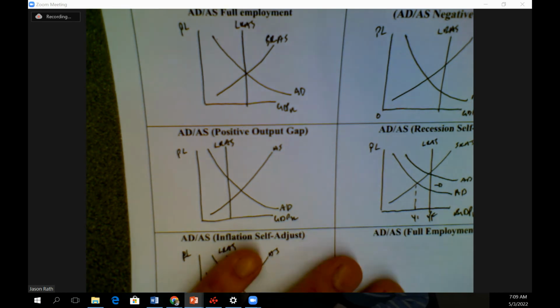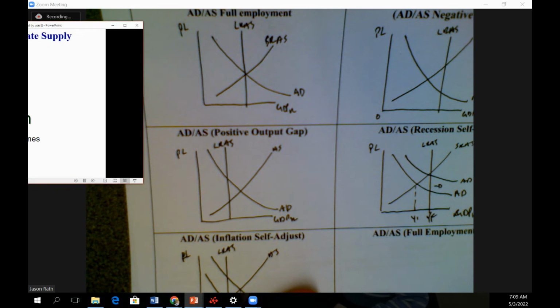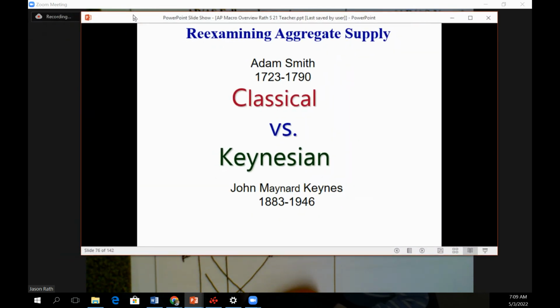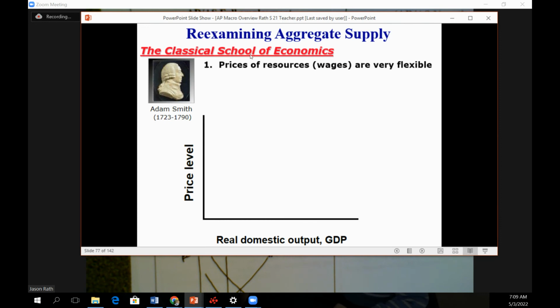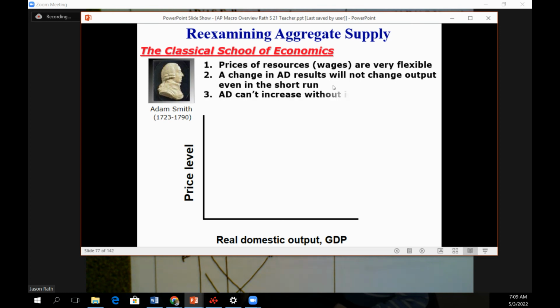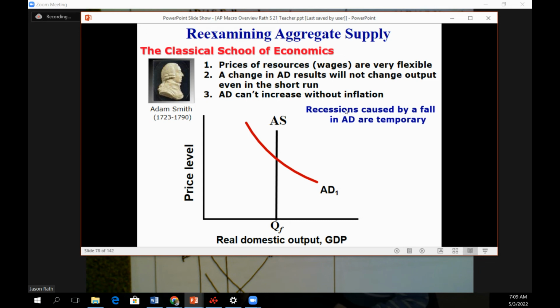Yeah. All right. Let's go back to this Keynesian. If you remember in the Keynesian model versus the classic model, real quick, what that looks like. Yeah. So the classic school of economics, price of resources, wages are very flexible. And a change in aggregate demand results in no change output even in the short run. And aggregate demand can't increase without inflation. So this is what you would have. Essentially, that's the classic school of economics right there. Recessions caused by fall in aggregate demand are only temporary. And that would be that.